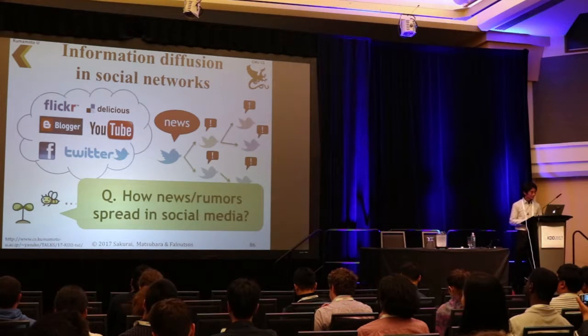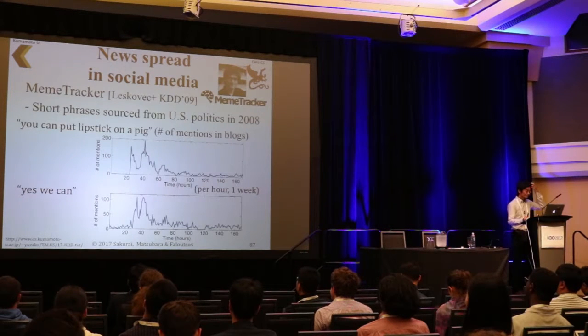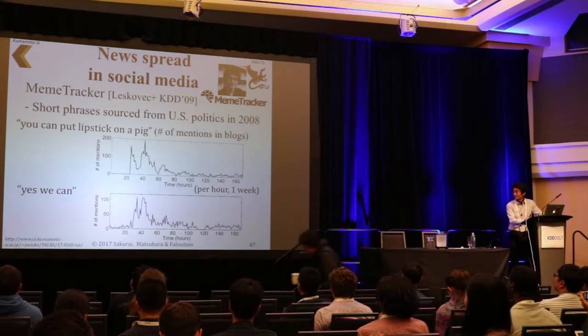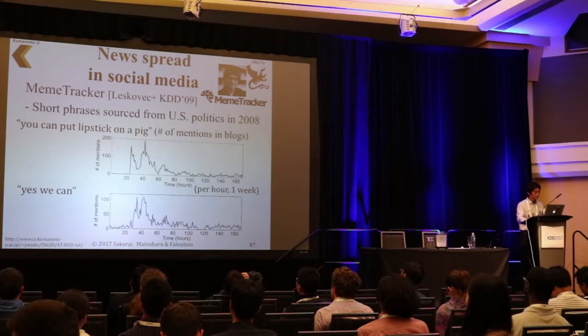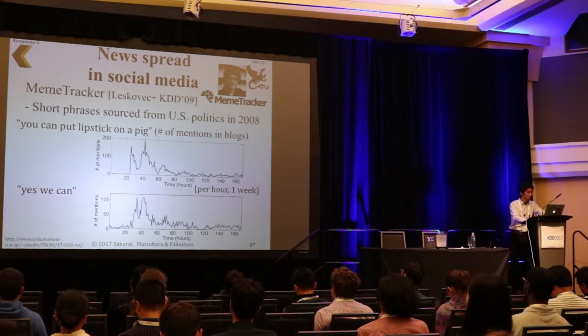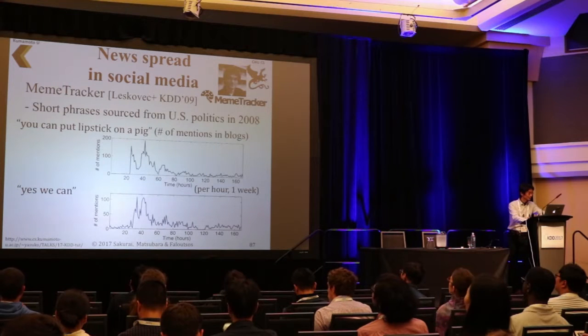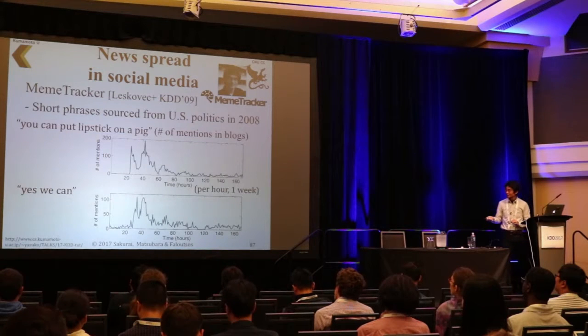So we can consider how news or rumors spread in social media. As an example of news spread in social media, there is MemeTracker, proposed at KDD 2009. MemeTracker tracks short phrases sourced from US politics in 2008. This is the number mentioned in blogs. An example is "you can put lipstick on a pig." Another example, "yes, we can."